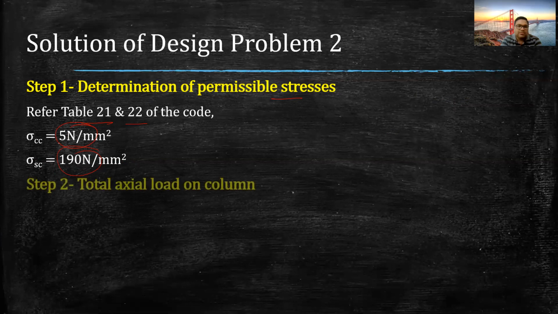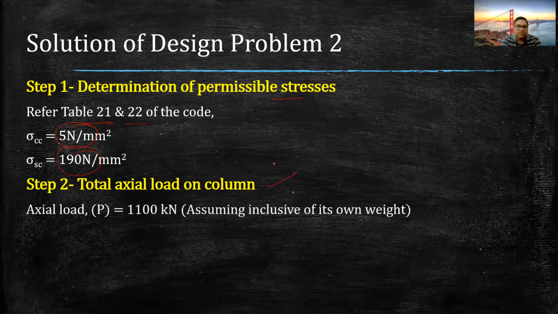Then the next step is the total axial load on the column. It is also given in the example. So the total load is 1100 kilonewton. And because we don't have sufficient data to find out the self weight of column, we will assume here that this load is inclusive of its self weight. So that is step 2.